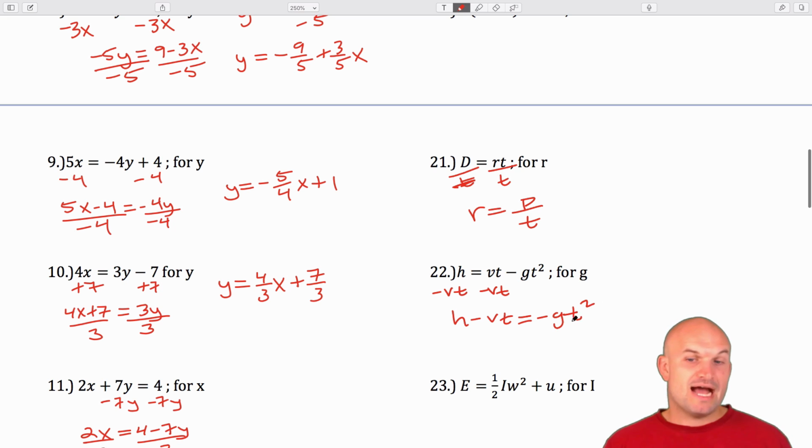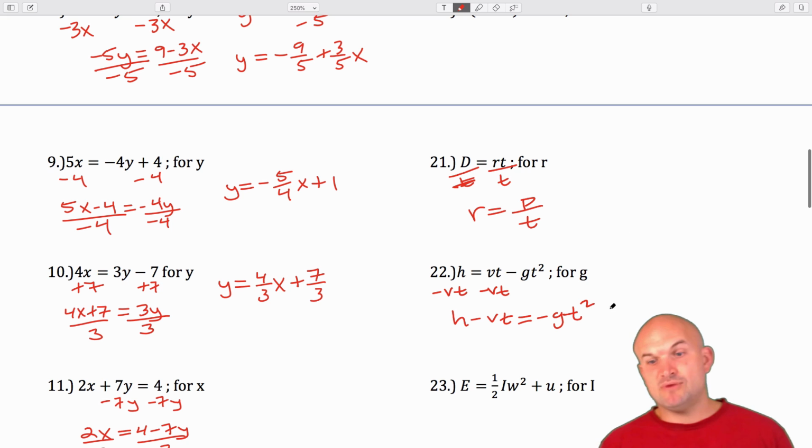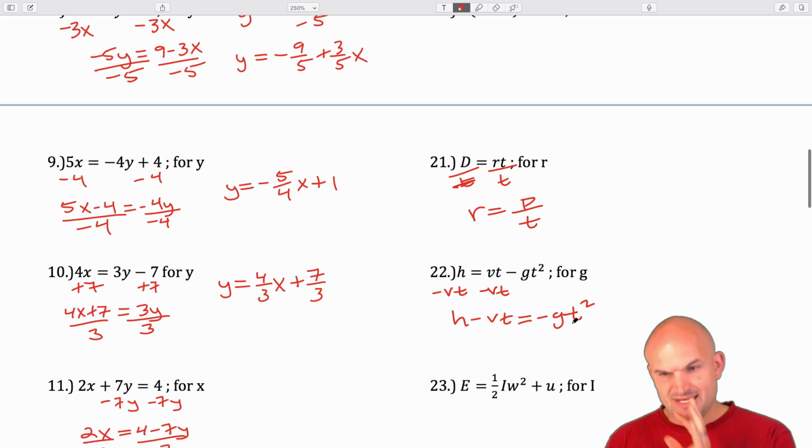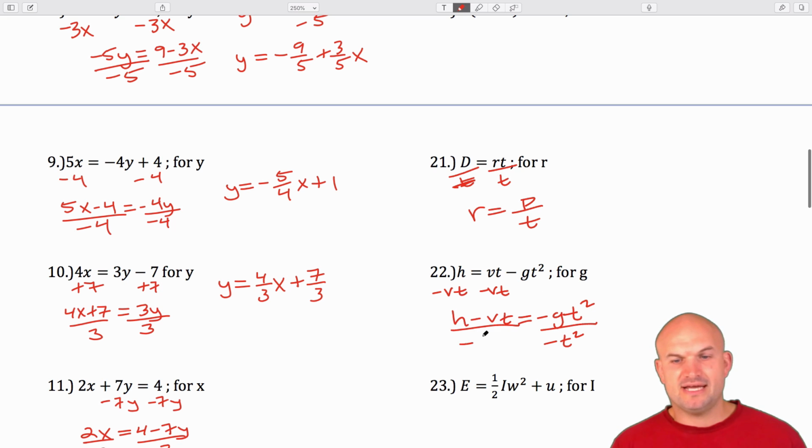All right, so now you can see that my g is being multiplied by actually two values. It's being multiplied by t squared, as well as being multiplied by a -1, right? It's negative gt squared, not minus, it's negative gt squared. So if I want to solve for g, I'm just going to divide by a negative t squared. The negatives will divide out, the t squareds divide out, that will just leave me g all by itself. So in this case, g will be h minus vt all over a negative t squared.